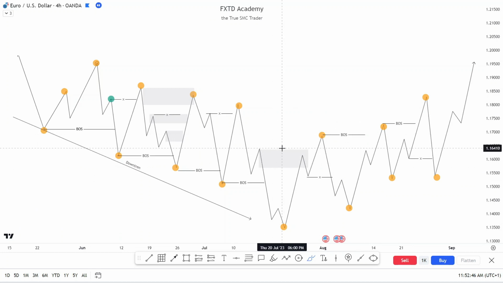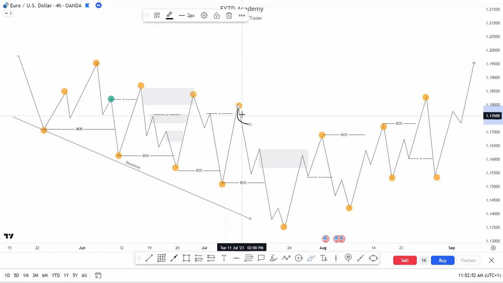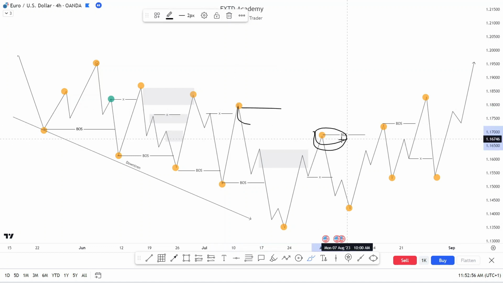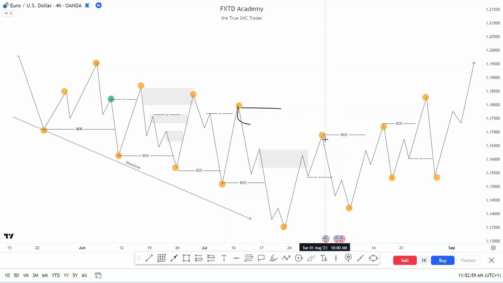Take note, once inducement has been taken, like I said, it's not always necessary to wait for an order block. You can simply take a trade based on the candle formation, right? And I will explain that later on.